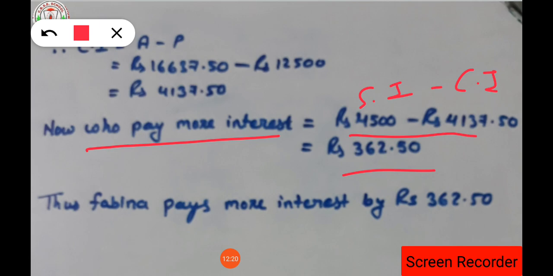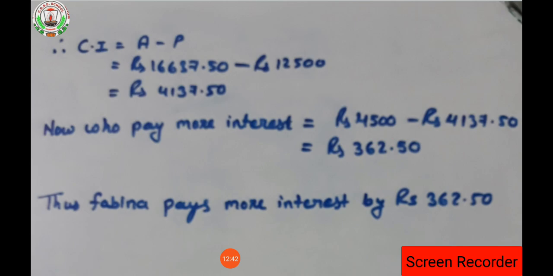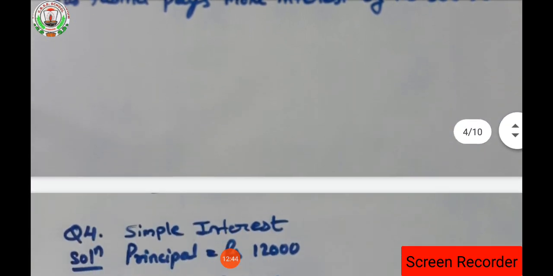Okay, so whose amount is more? By seeing the numbers 4500 and 4137, which is more? That is Fabina's number is more, isn't it? So the answer to the question is that Fabina paid more interest. How much more did she pay? That is 362.50 rupees. Clear everyone? Now the next question.